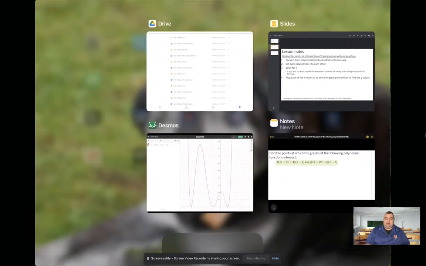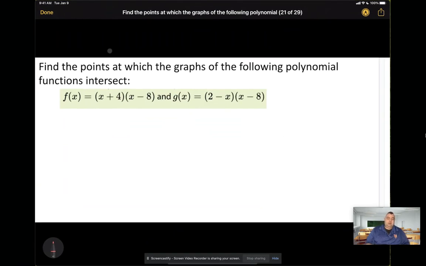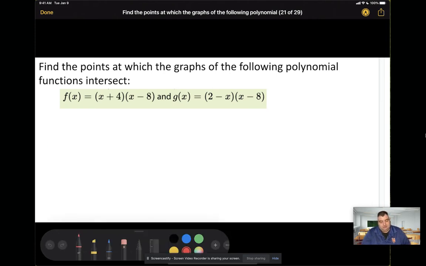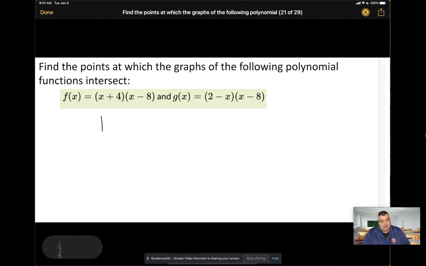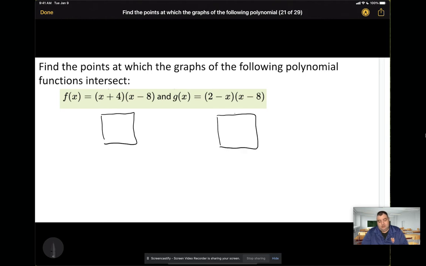So let's look at my example here. Find the points at which the graphs of the following polynomial functions intersect. So notice these are both in factored form. So the first thing I have to do is convert these to standard form by using the box method. So let me set that up. x plus 4, x minus 8, and then x minus 8, and 2 minus x.